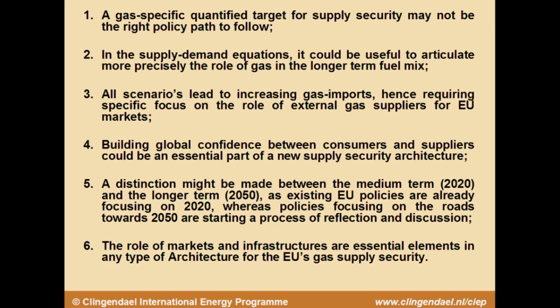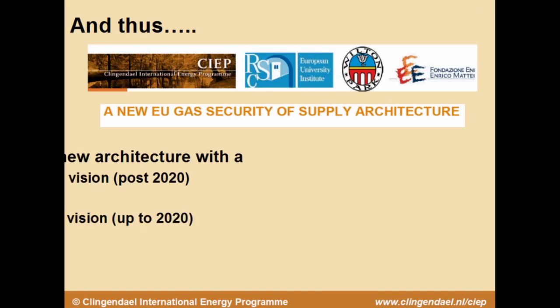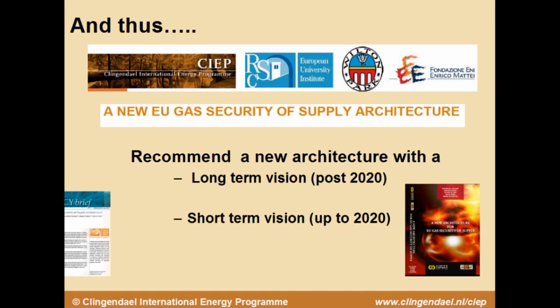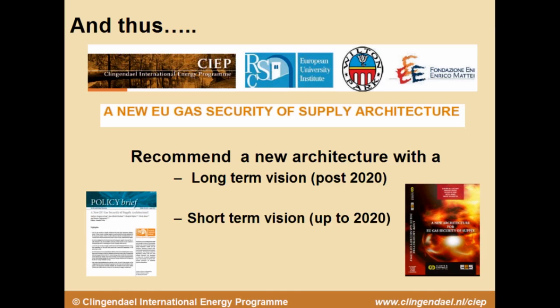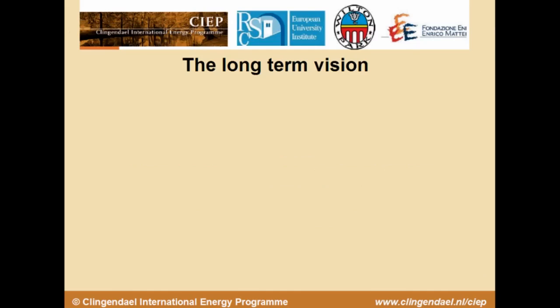And then finally, the role of markets and of infrastructures, let's not forget about them. They're still essential elements, should be essential elements in any type of architecture for gas supply security for the European Union. Now, having said that, we come to the recommendations that have come out of our project, recommendations that have been published, not only in a book, but also in a policy brief on the FSR website and on the Clingendael website as well.